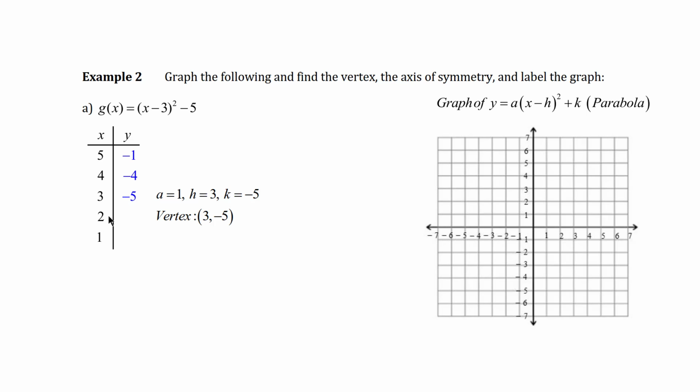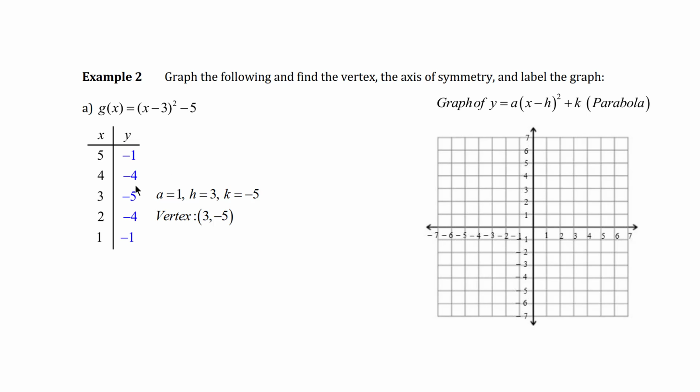If we take 2 and plug it into the function, 2 minus 3 is negative 1, negative 1 squared is positive 1, 1 minus 5 is negative 4. And then finally, taking 1 and plugging it into the function, we get 1 minus 3 is negative 2, negative 2 squared is 4, 4 minus 5 is negative 1.